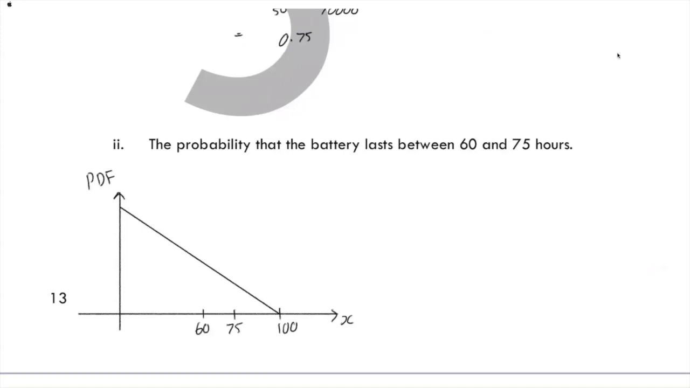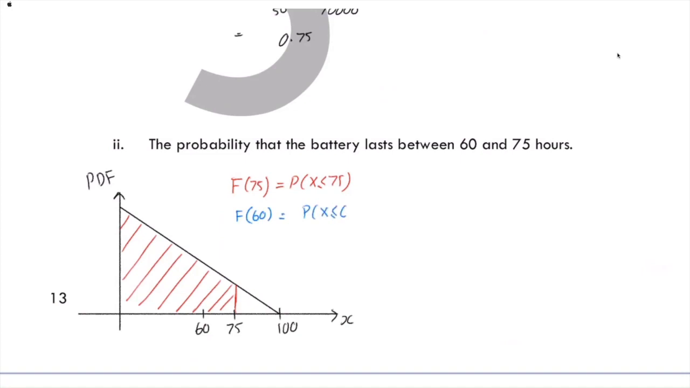Now, if you had taken F of 75, that's the probability that X is less than or equal to 75, which means that's this full area. What if you had taken the CDF for 60? That's the probability X is less than or equal to 60, and that would have been this whole area.